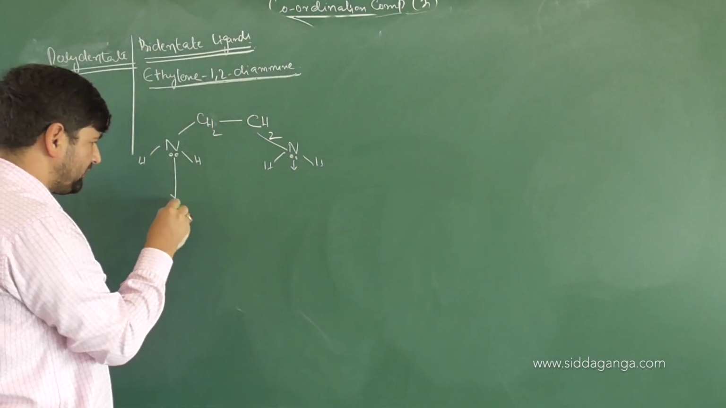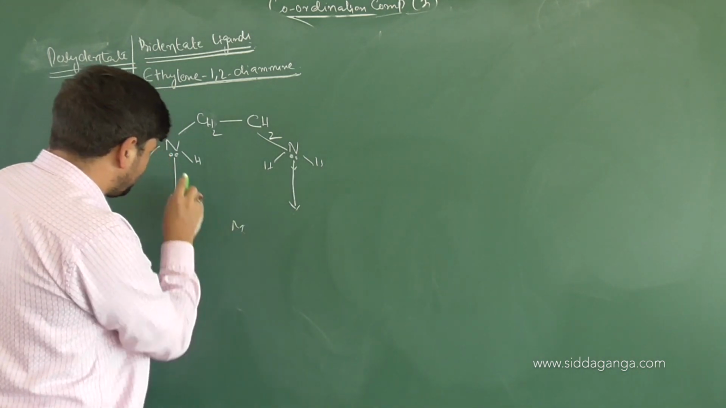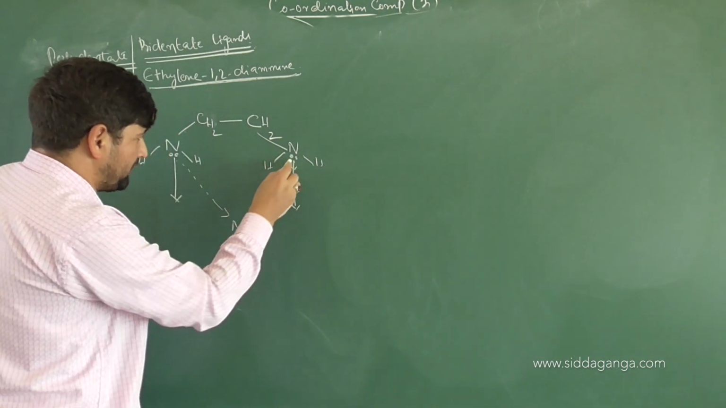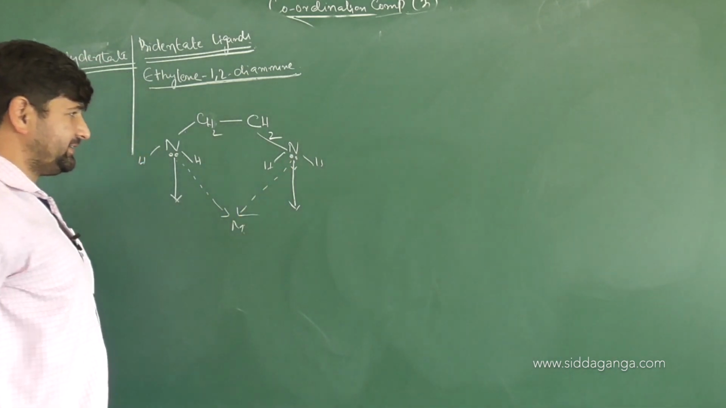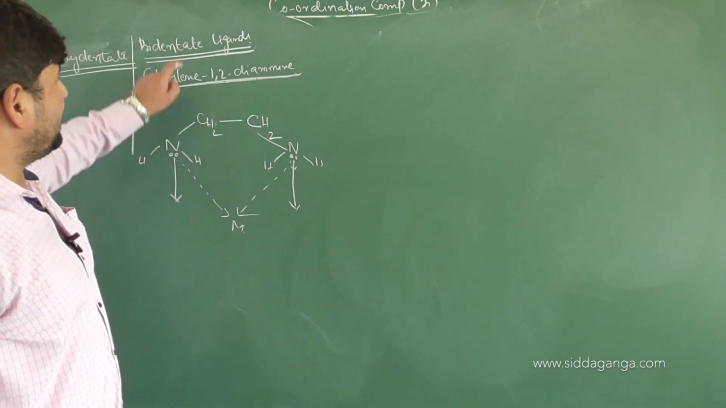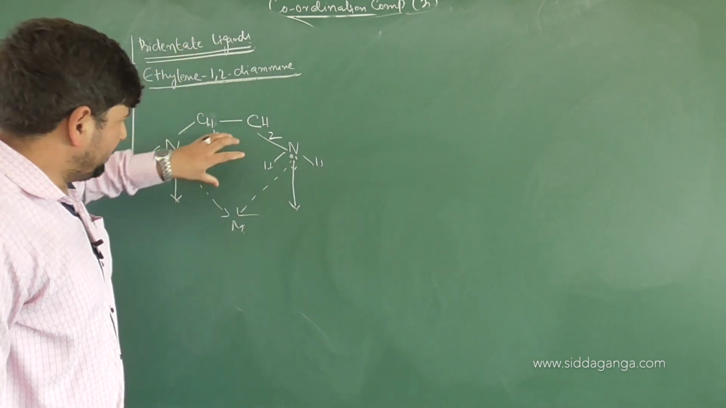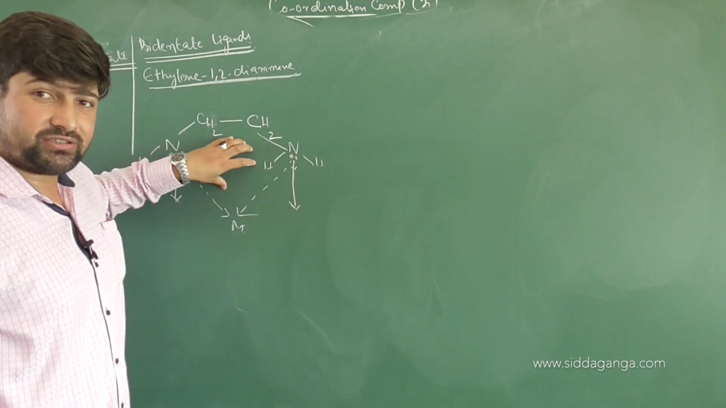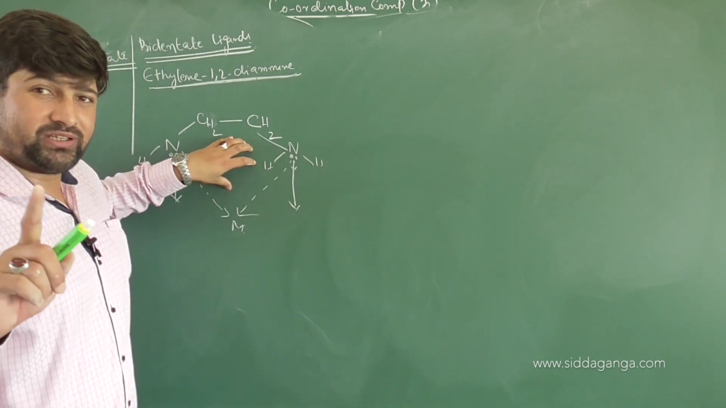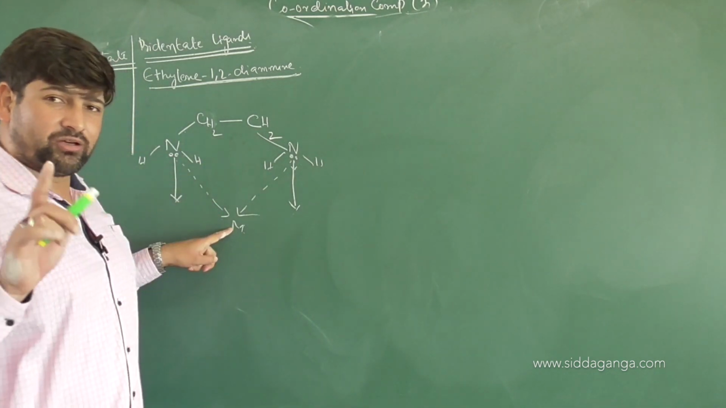So it can donate from how many places, children, to the central metal atom? Suppose we have a central metal atom, it can donate from how many places? Two places. Thus it's a bidentate ligand. Clear or not? Now remember, whenever a ligand is polydentate, around the central metal atom it is able to make ring structures. A monodentate ligand cannot do it, because when a monodentate ligand makes a bond with the central metal atom, it cannot do so.